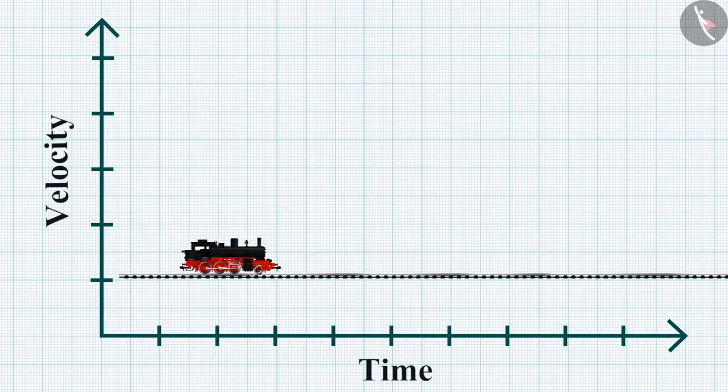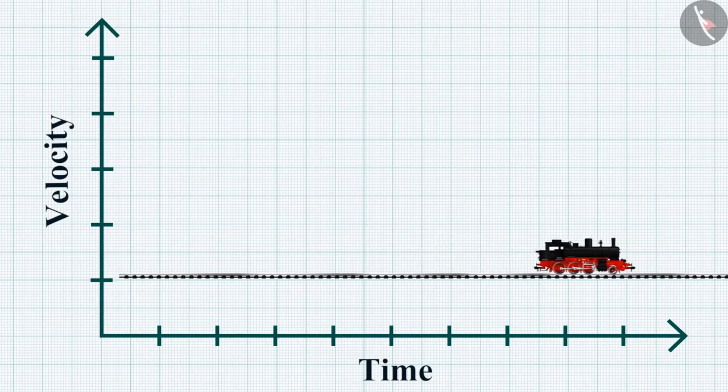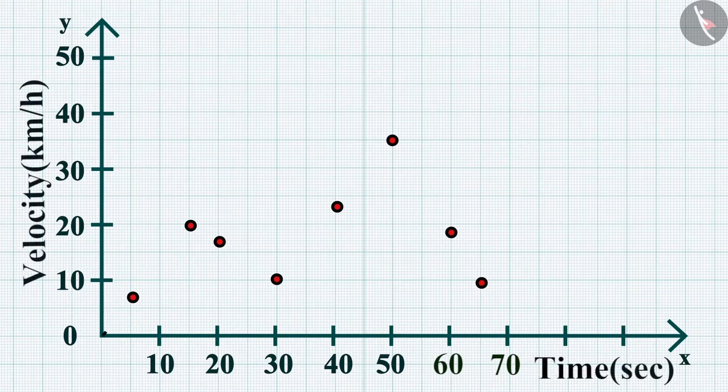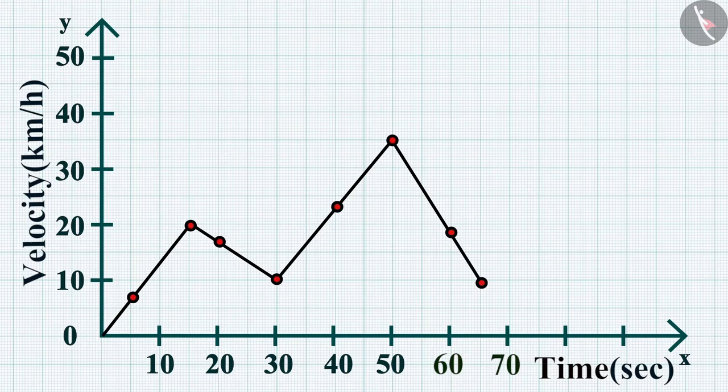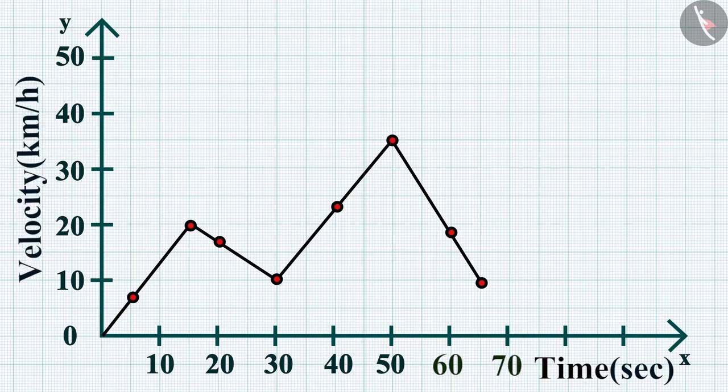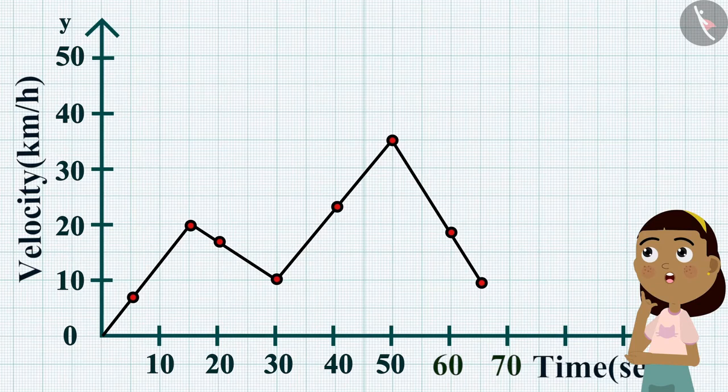Similarly, we can plot the velocity-time graph of a non-uniformly accelerated train. The velocity-time graph for a non-uniformly accelerated motion can have any shape. In this graph, the current velocity of the train can be less than or greater than its previous velocity. This shows that the motion is non-uniformly accelerated. We can also determine the acceleration of an object by calculating the slope of its velocity-time graph.